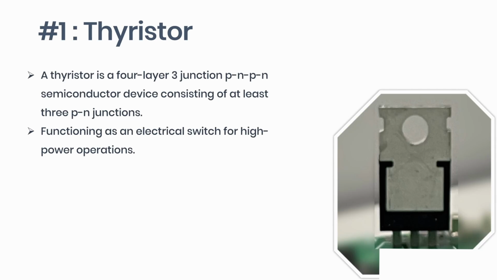The first element we're going to see is the thyristor, which is a 4-layer 3-junction PNPN semiconductor device, and this is usually used as an electrical switch for high power operations. In the hairdryer, we use the thyristor as a switch to turn on and off the coils for heating the air. If we need to switch to hot air, then an electric coil consumes a lot of power, so we need something that can operate as a switch for such high power devices, and that is the thyristor.